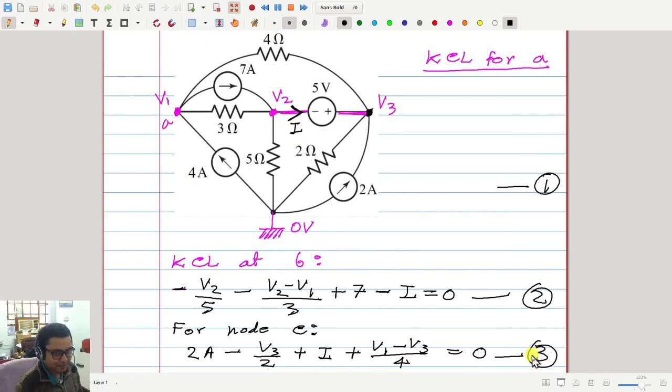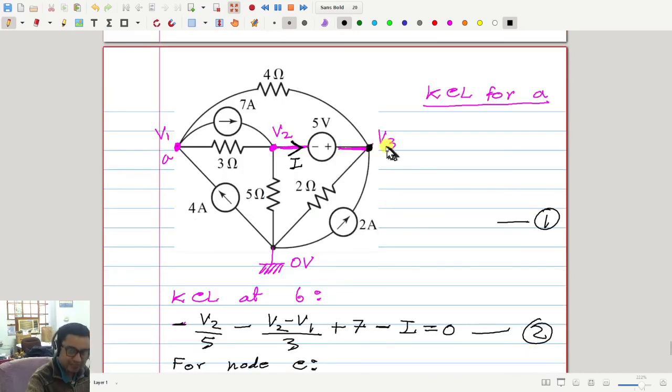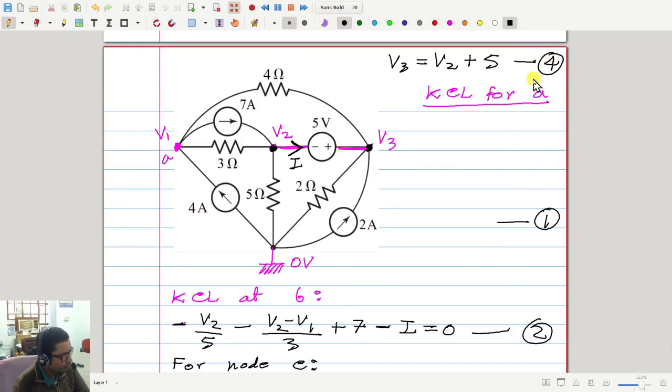Sir, we can write V2 plus 5. Excellent. So V3 minus V2 is equal to 5. You observe that there is one more equation that we are getting from this 5 volt source, which is V3 equals V2 plus 5. This is our equation 4. So now we have 4 equations and 4 unknowns, and you can solve this.